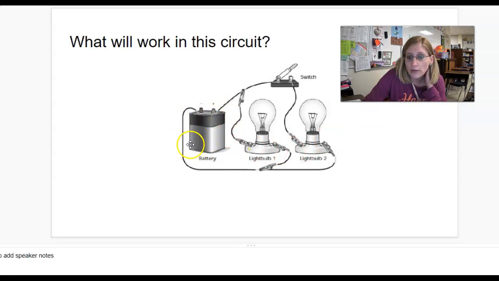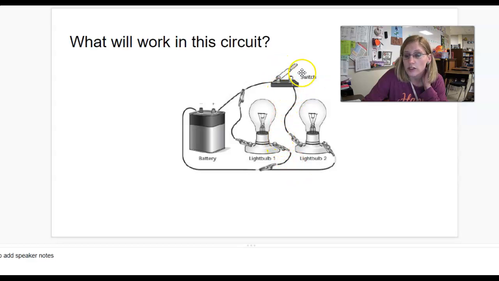So we have our battery. And again, what you need to do is go through here and travel the path, and keep traveling the path in order to see if there's anything that's broken in the line. If there's something broken in the line, then we know the flow of electricity will stop.